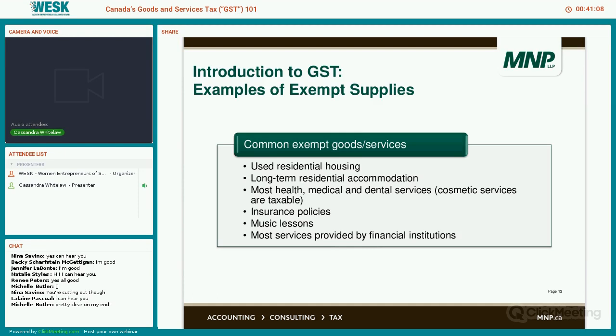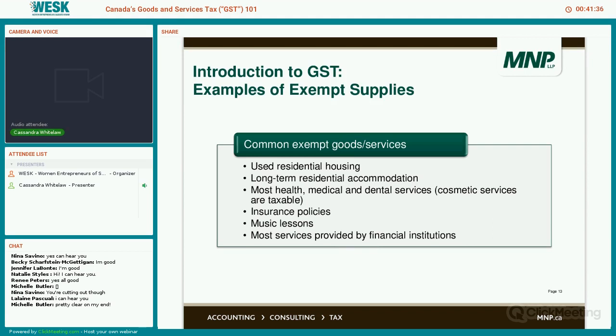Finally, exempt supplies, so the ones that do not attract GST. Some common examples of these would be used residential housing. Something interesting to note about this is if you buy a new home from a builder, you actually will wind up having to pay GST on that house. However, if you are purchasing a house that somebody else has lived in for their residence and you're now going to be using it for your residence, then it is exempt for GST.